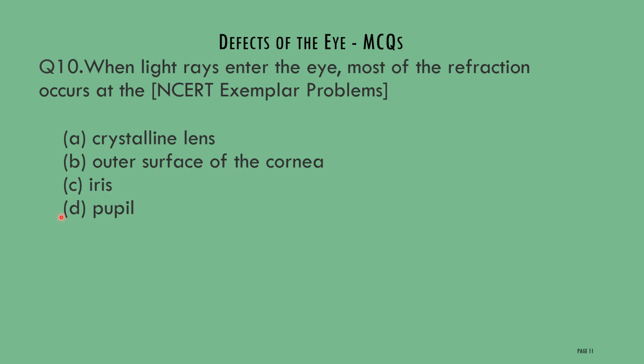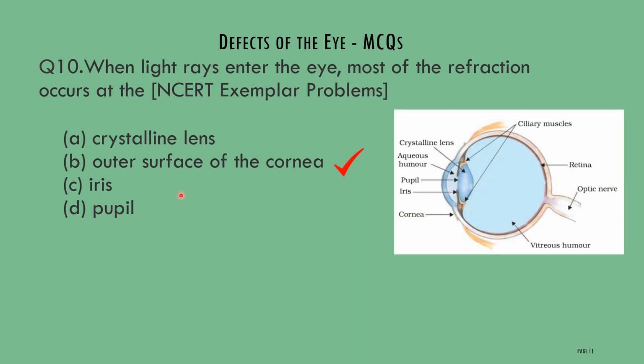Option C it is, option D is pupil. Which is the correct answer? The correct answer is outer surface of the cornea. Already you know this is the outer surface of the cornea. Almost all the rays will get refracted on the outer surface of the cornea.